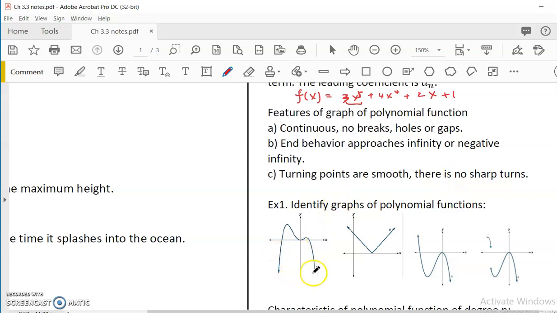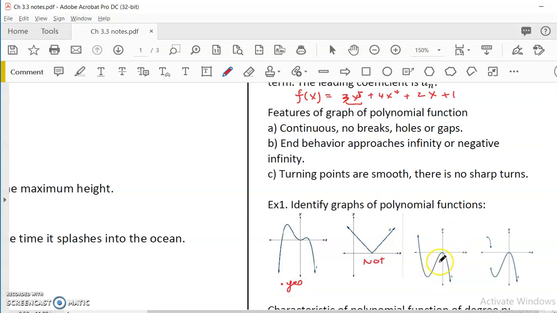So for example, this would be a polynomial function, it can be modeled by a polynomial function, because the end behavior goes to infinity, and the turns are smooth and there are no breaks, no holes or gaps or anything. The second one cannot be because, although the end behavior matches since they go to infinity, there are sharp turns. This is a sharp turn, so it's not a polynomial function. So this is yes. And what about this?